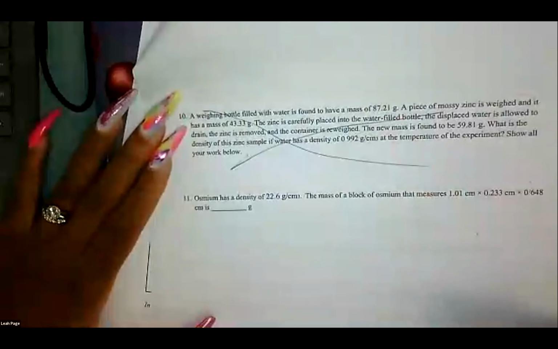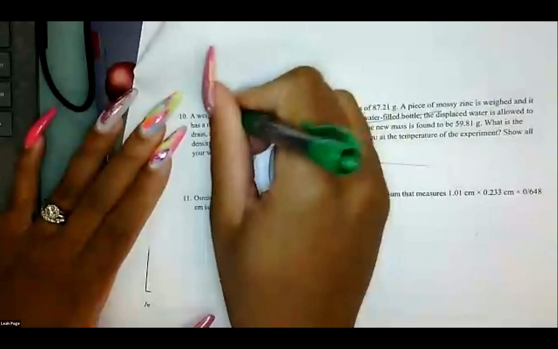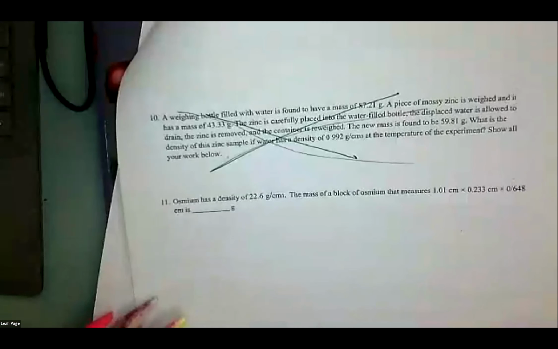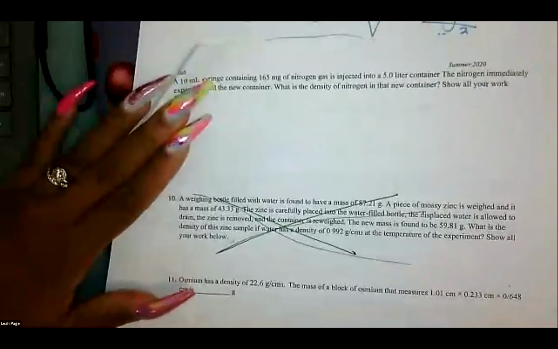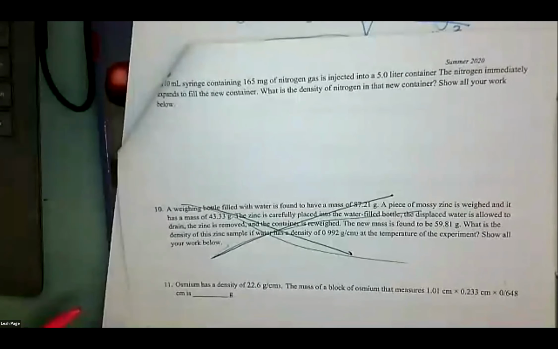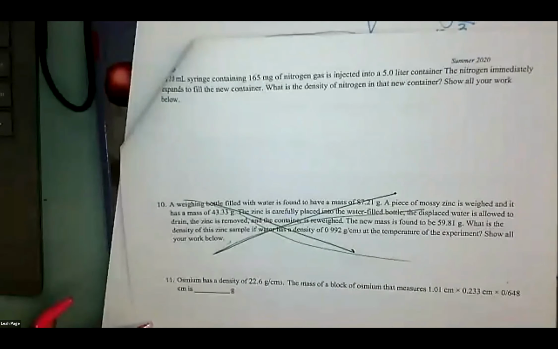And then if we go to this next page, I've crossed out number 10. I think it is an unnecessary, confusing question. I like the question, but it's not worded properly, and it gets really confusing. So we're going to cross out number 10. You don't have to do number 10.